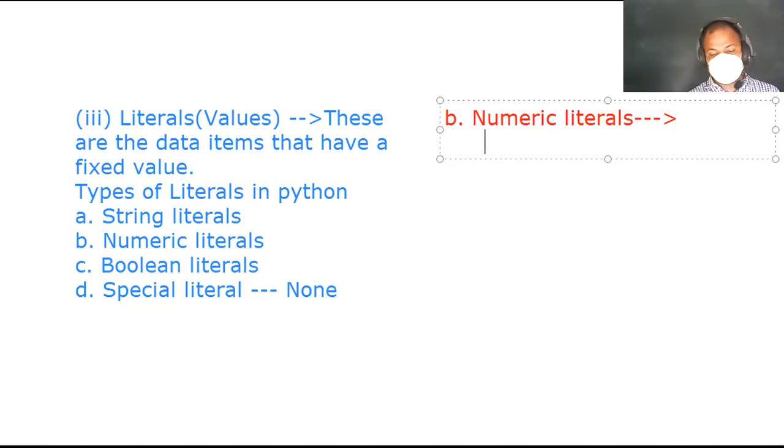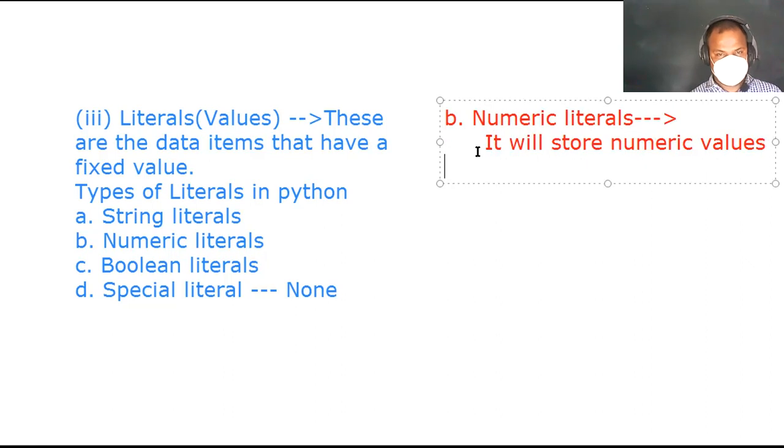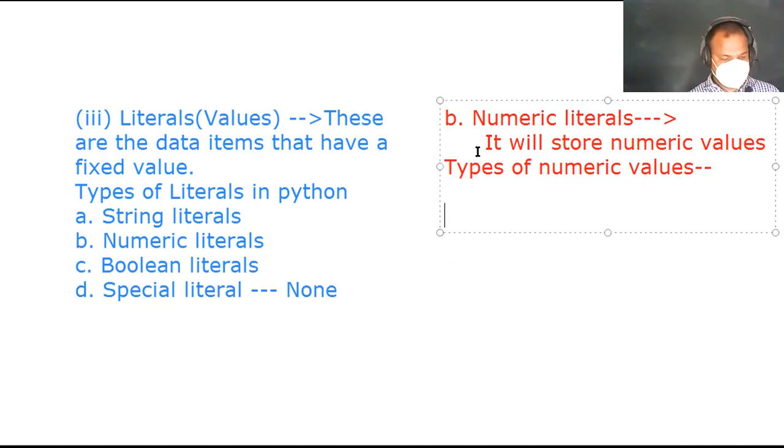So numeric, you all know, it will store numeric values. So what are the types in it? Types of numeric values that can be stored in Python. So let's see one by one. Let me write it here.